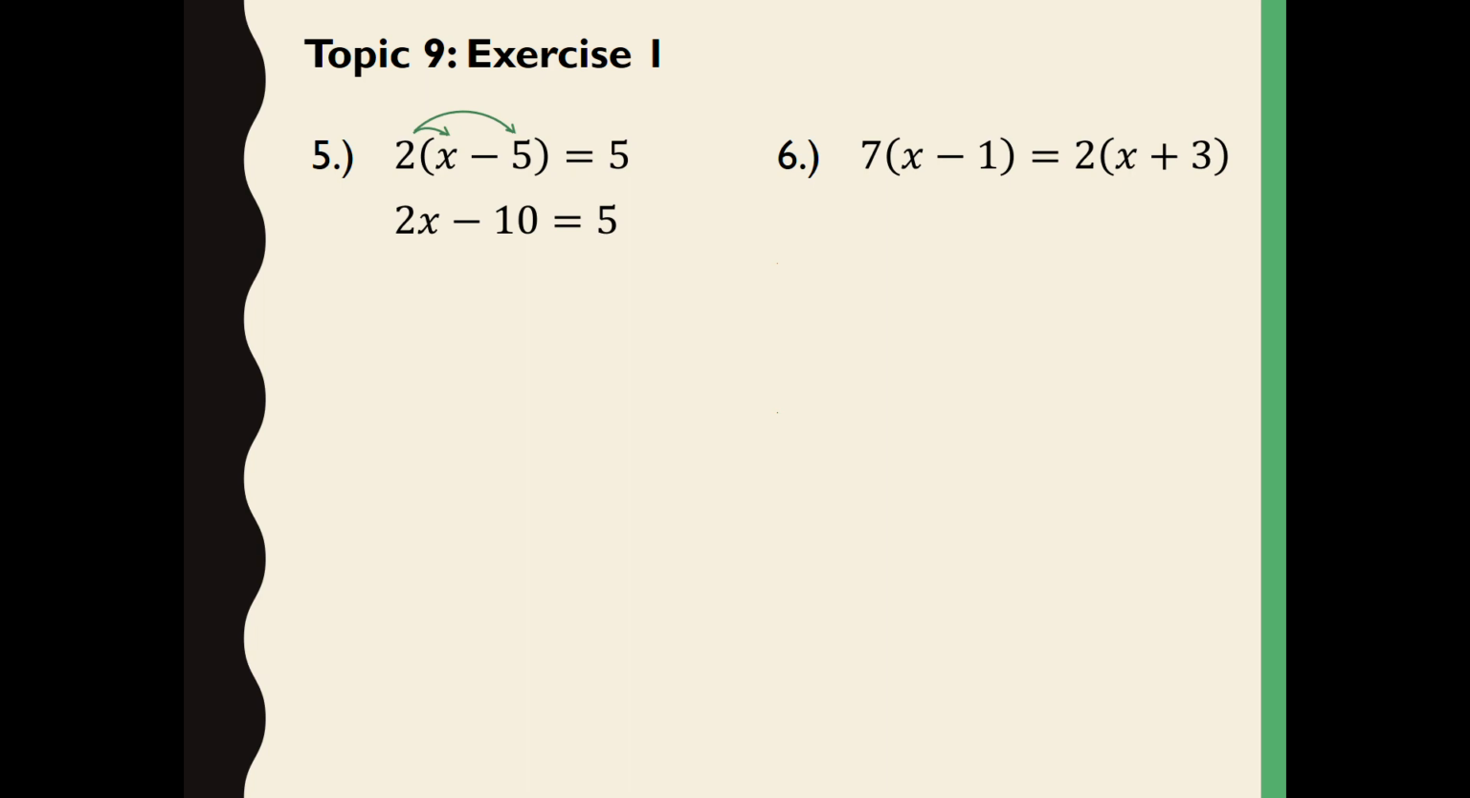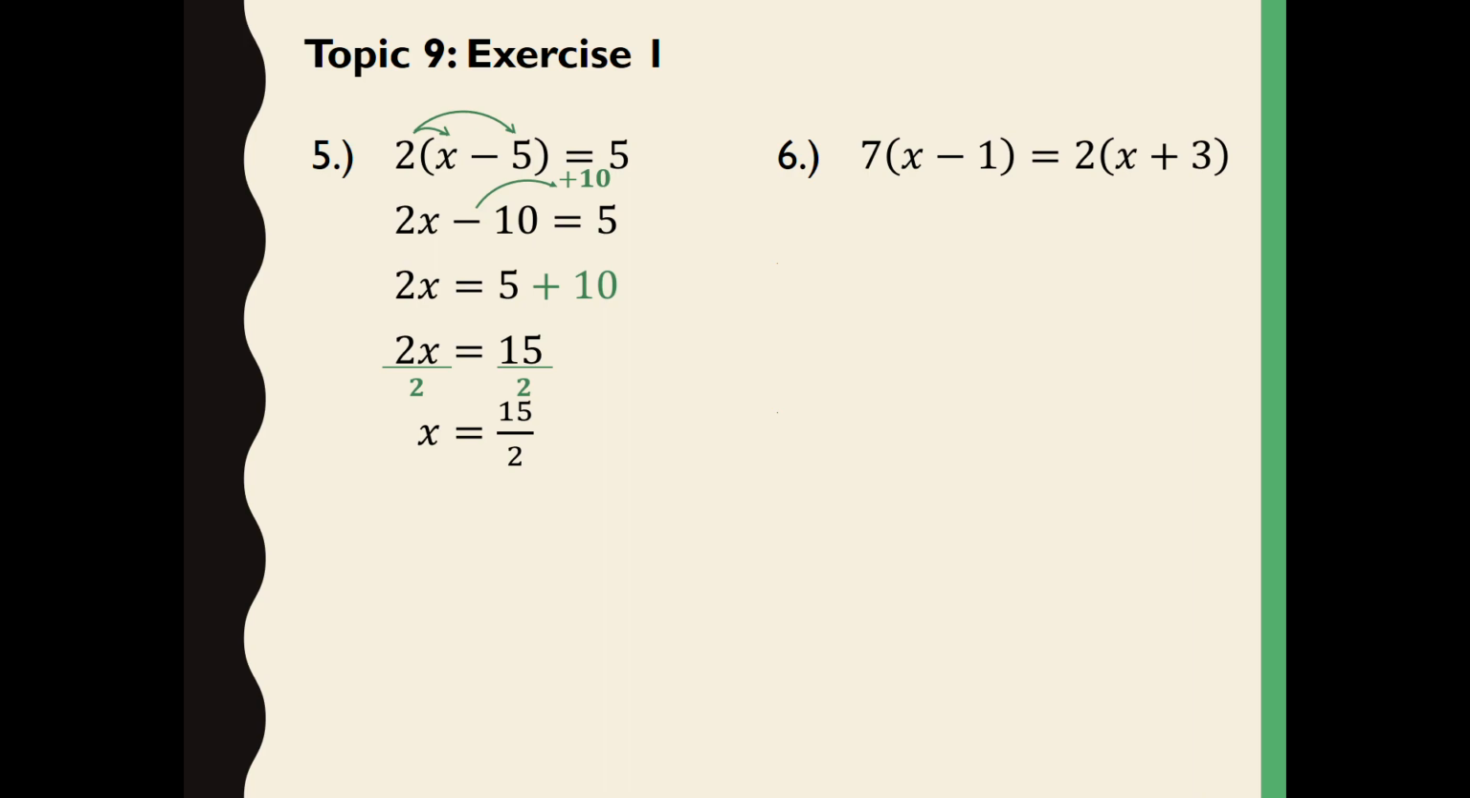Alright, so once I've distributed there, I've got 2x minus 10 is equal to 5. I'm going to move the 10 over the equal sign and add it, so I'm going to have 5 plus 10, which is 15. Once I've done that, I can divide through by 2 to get the x alone, and I'm just going to leave it as the most simplified improper fraction, so 15 over 2. If you want to change it and make it 7.5, it's the same thing. Doesn't matter.